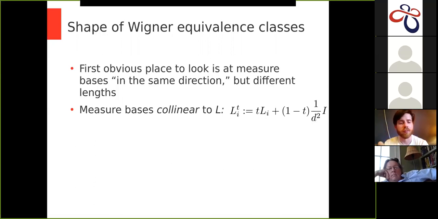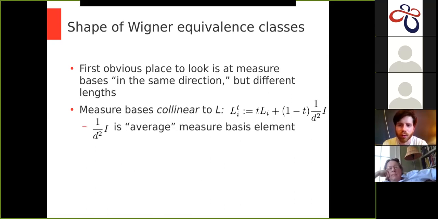You have to be a little careful because we need to be preserving the measure basis concept, by which I mean it has to sum to the identity and have positive weights. So I define collinear measure bases parameterized by T to be measure bases along this line between the measure basis and this average element, 1 over D squared. It's average because it sums to the identity and there's D squared of them. And this is for the unbiased case, of course.